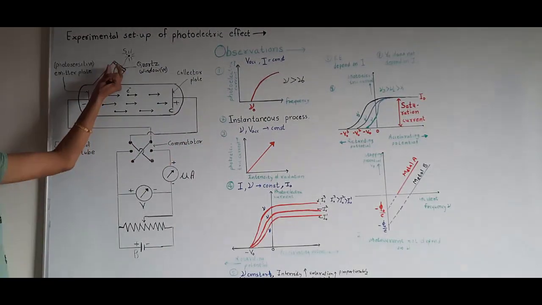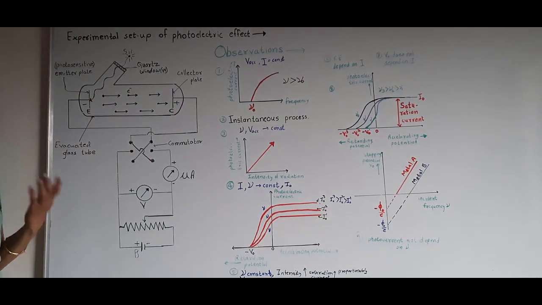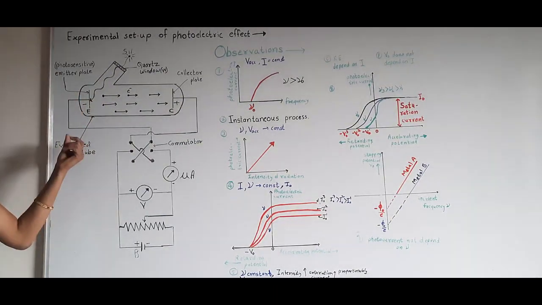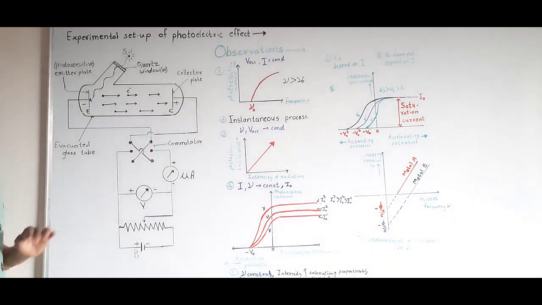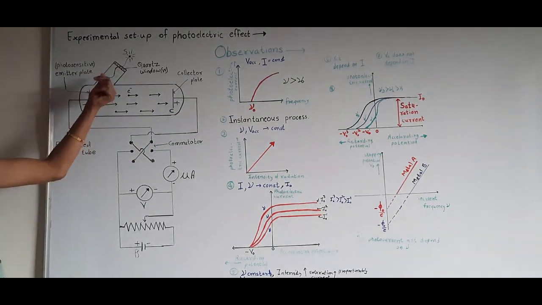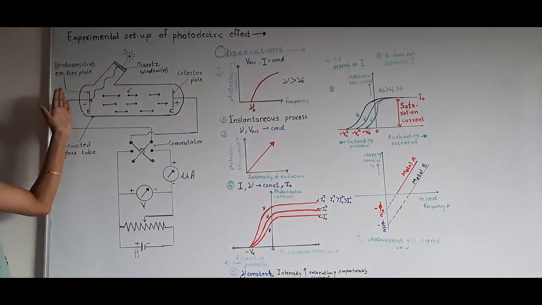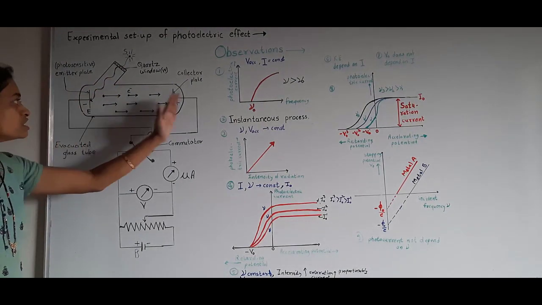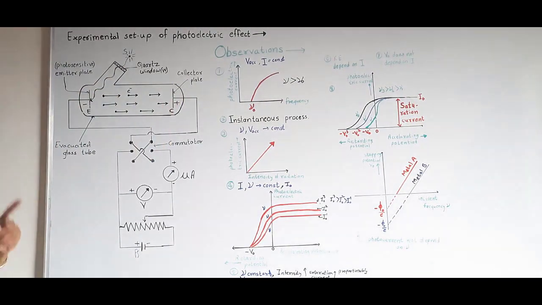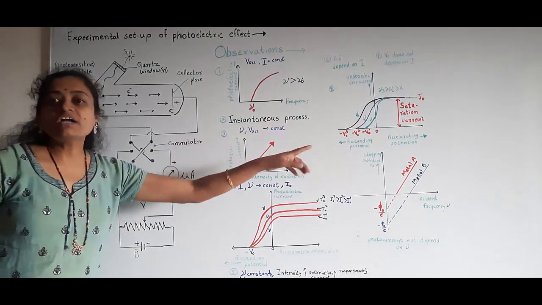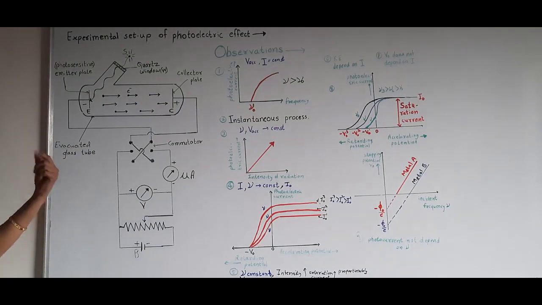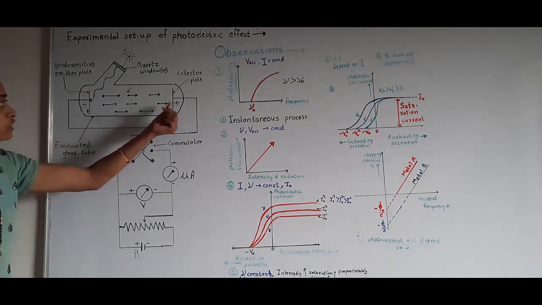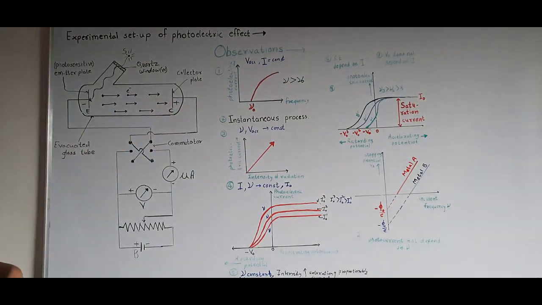If the incident light is dim or of low intensity, electrons are still emitted at the same time. This means there is no lag between the incidence of radiation and the emission of the photoelectron. We can say that it is an instantaneous process. Now, in the next step, we have to give some positive potential to the collector.